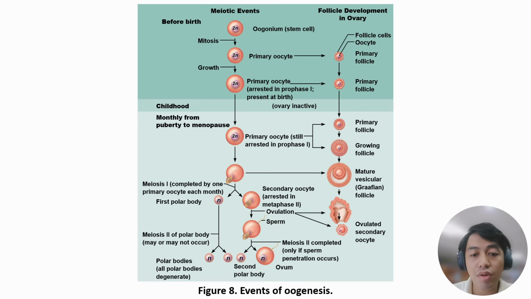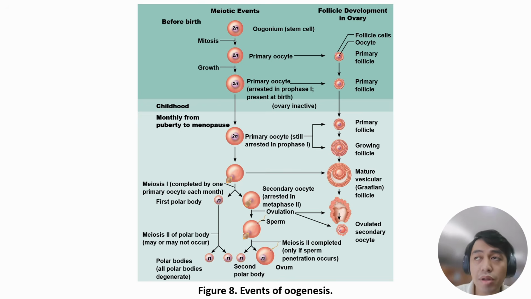So these are the steps involved in oogenesis. It starts with the oogonium, or the stem cell that is already present even before the birth of the female. During this time, the oogonium can replicate itself through mitosis to become the primary oocyte. And the primary oocyte will start its meiosis, but will stop during the first prophase of meiosis. After birth, the primary oocyte will not proceed until puberty.